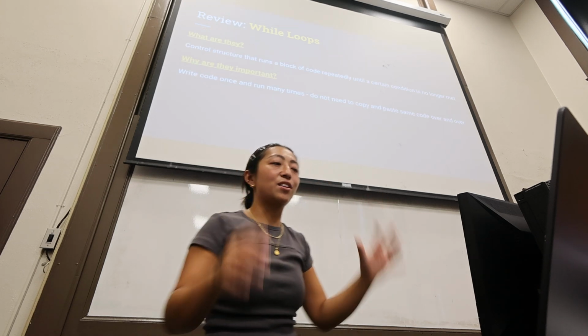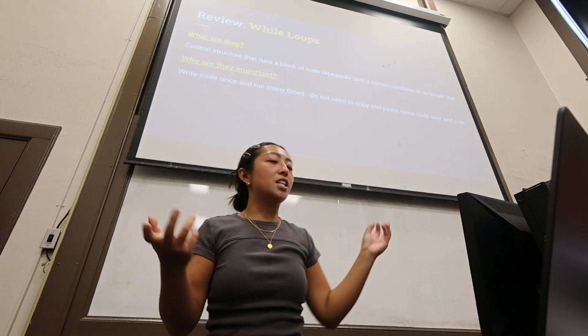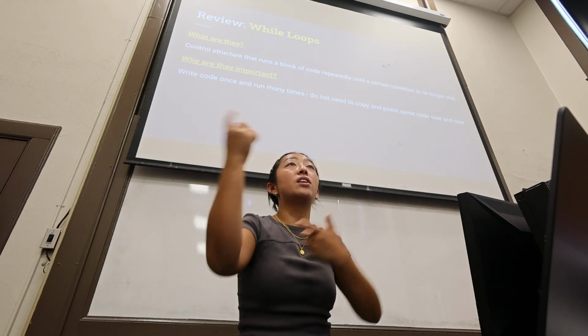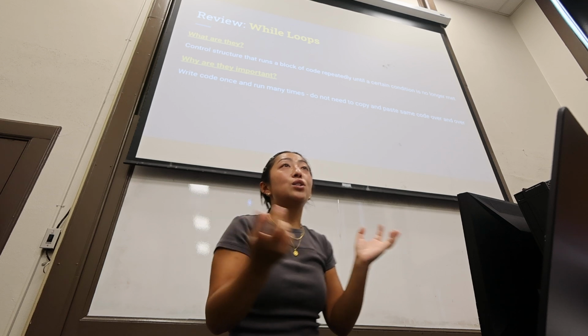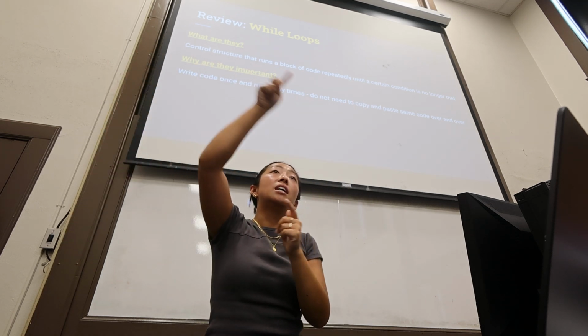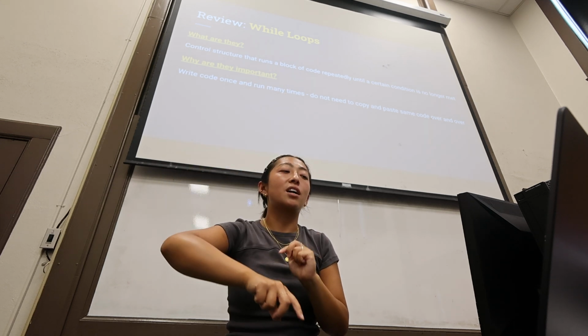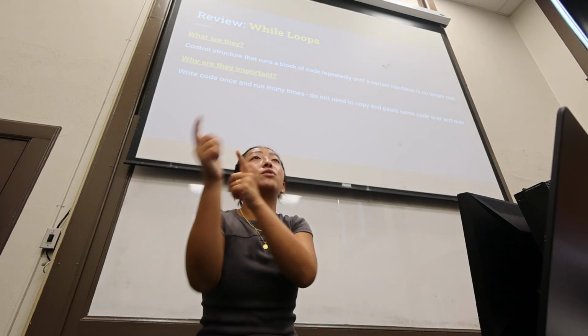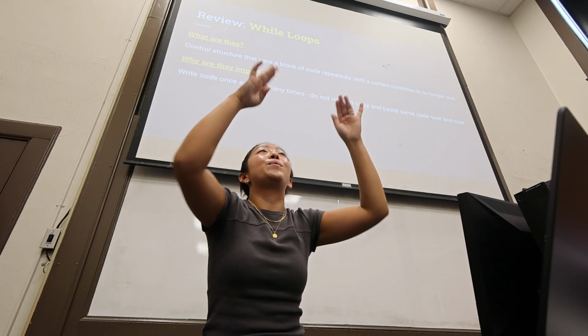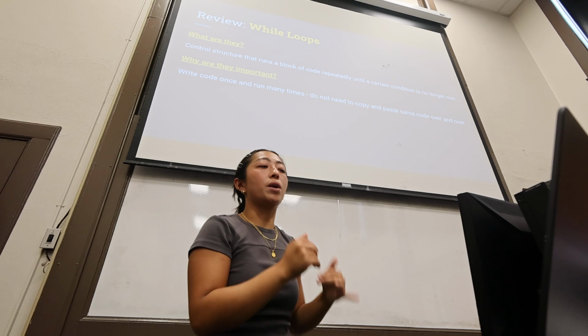So let's tie it all together. So while loops, what are they? Just a control structure that runs a block of code repeatedly until a certain condition is no longer met. So while some condition is true, we keep doing this code and we'll keep checking if that condition is true to keep running that code. And eventually we update those variables that the condition depends on that will evaluate to false. And then we exit the while loop and continue with our program.